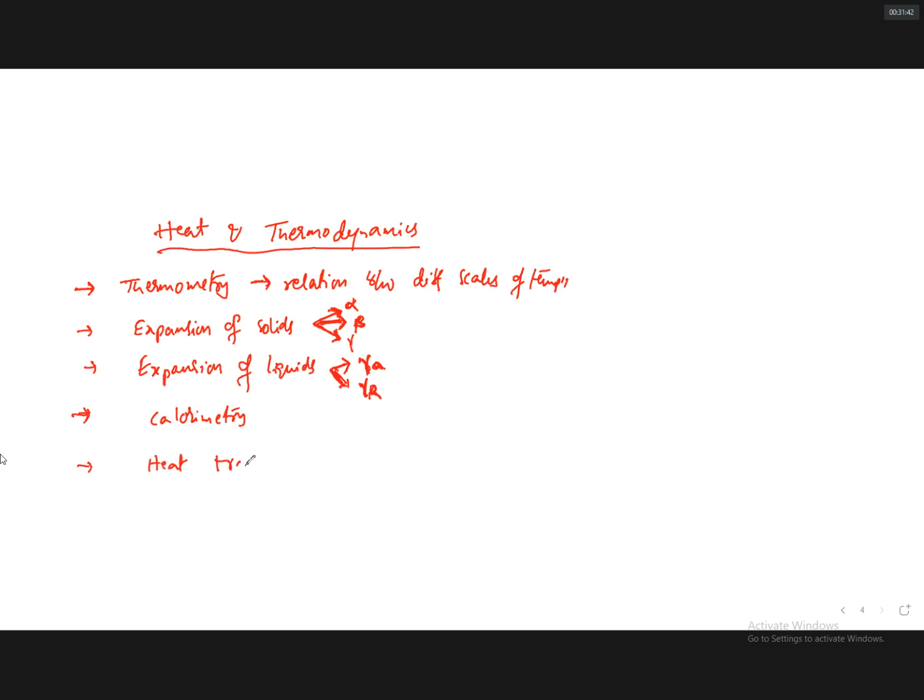Heat transfer and expansion of gases, that is KTG, kinetic theory of gases. In KTG we have to discuss expansion of gases and thermodynamics. Questions are frequently given from these. These two are important.